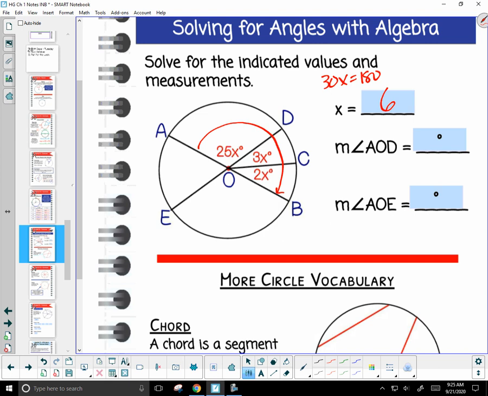So can we find the measure of angle AOD? It would be 25 times 6, or 150 degrees. Good. How about angle AOE? So we know this is 150 degrees, right? Keep in mind, look what I have right here. That's another semicircle, right? Or another linear pair, if you want to think about it that way. Okay, so what's the measure of angle AOE? 30 degrees.